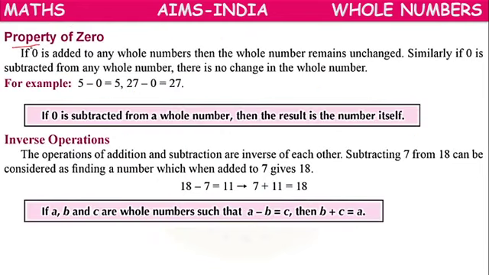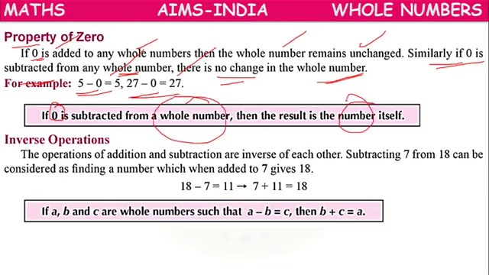Next, property of 0. So if 0 is added to any whole number, then the whole number remains unchanged. In the same way, if 0 is subtracted from any whole number, there is no change in the whole number. 5 minus 0 equals 5. 27 minus 0 equals 27. It means if 0 is subtracted from any whole number, the answer will be the same number itself.